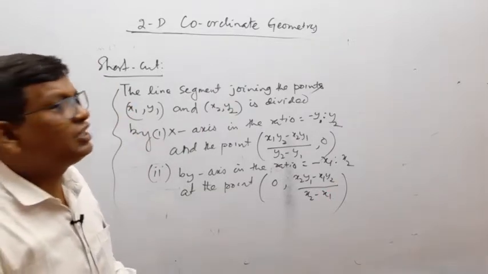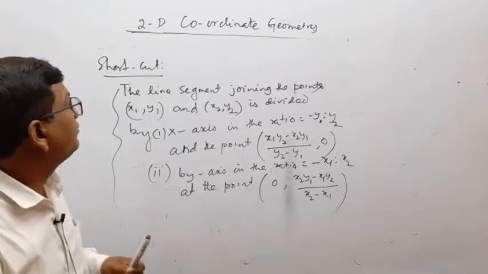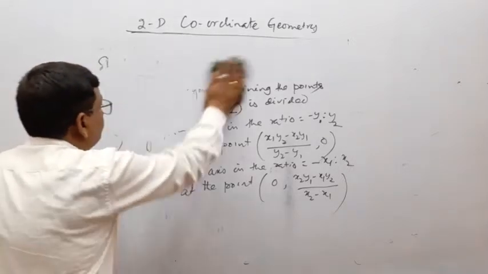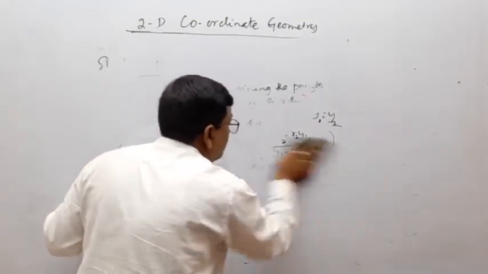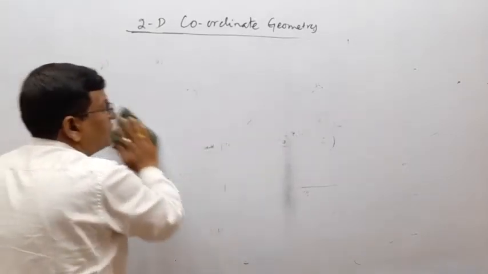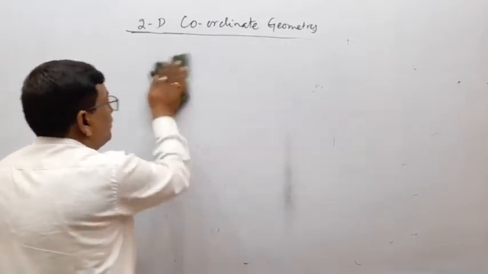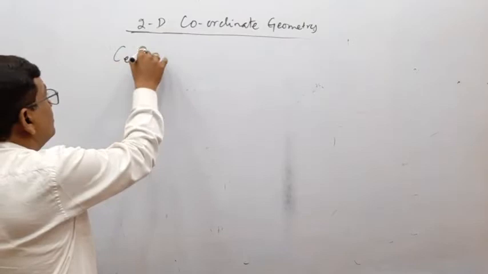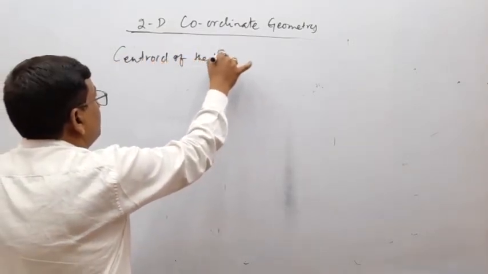Now what is the centroid of the triangle? So what do you mean by centroid of the triangle? The point of intersection of the medians of a triangle is called the centroid of the triangle. Now, centroid of the triangle.